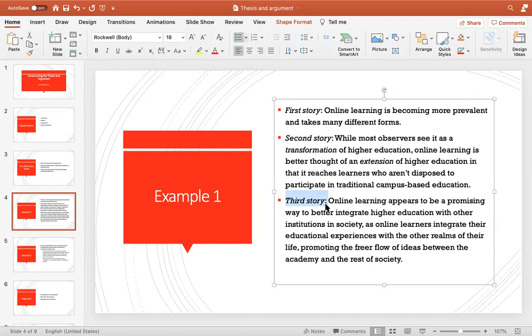Let's read these 3 examples. Look at the first example. Online learning is becoming more prevalent and takes many different forms. Students, look at it. The idea in this particular statement is online learning, and the opinion about that is that online learning is becoming more prevalent. Students, do you find this statement to be obvious, or do you think it requires any arguments? Does it sound obvious or does it not? Yes or no answer?